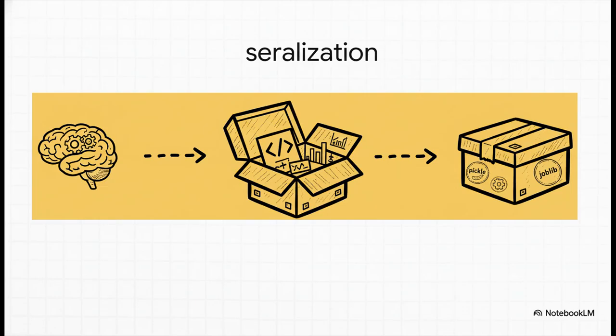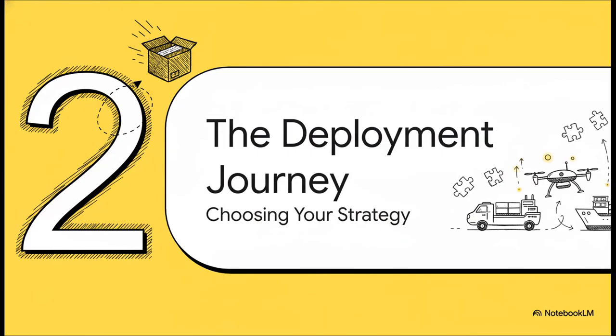Let's zoom in on that first really key step right after training, serialization. The best way to think about this is like you're packing your model's bags for its big trip to production. You're saving the whole thing, all its learned parameters, all its logic, into one single portable file. You might use something like Pickle or Joblib to do it, and just like that, it's packed up and ready to go.